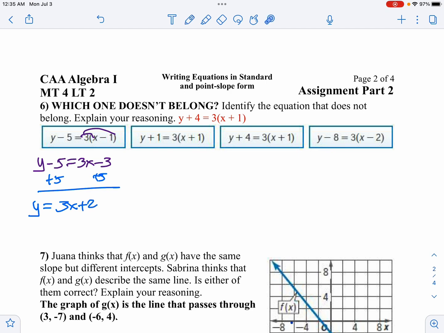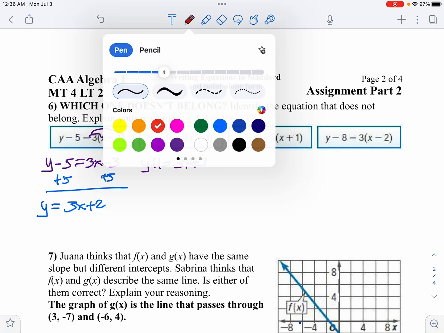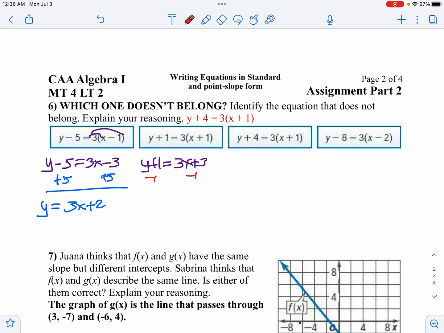We can tell from point-slope form they all have the same slope. So probably the y-intercept is going to be different on these. Let's take a look at the second box. We'll do the same thing. y plus 1 equals 3x plus 3, so we'll subtract 1 from both sides, and y equals 3x plus 2. Oh, notice the first two lines are exactly the same, aren't they?